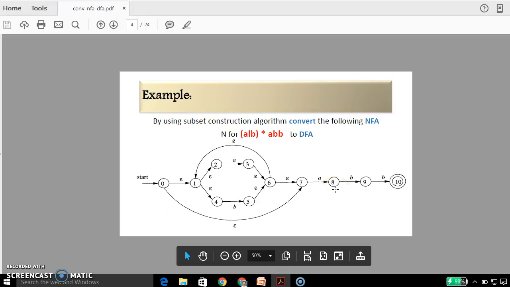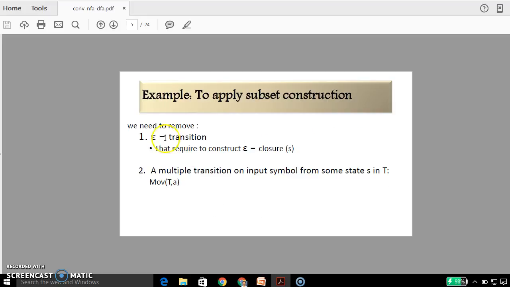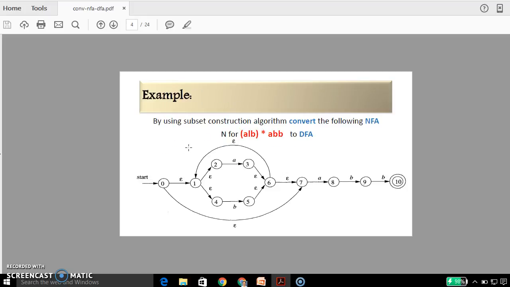Take a simple example. We consider a regular expression, for which we have an NFA with epsilon transitions. We are going to convert this NFA to the desired output DFA. For that, we have epsilon transitions, so first we have to define the epsilon transition.